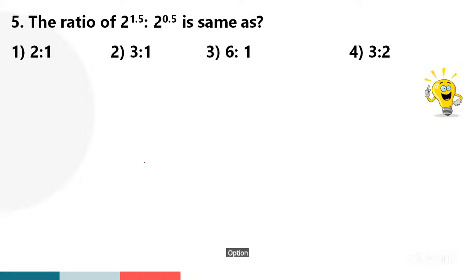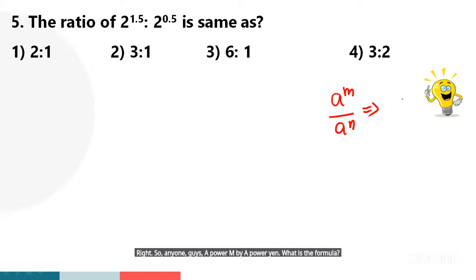Option 2? Option 2, sir. Okay, right. Very good. Excellent. Right. So, anyone, guys? A power m by a power n. What is the formula? A power m minus n. Yes, a power m minus n. Right. Same like this here.